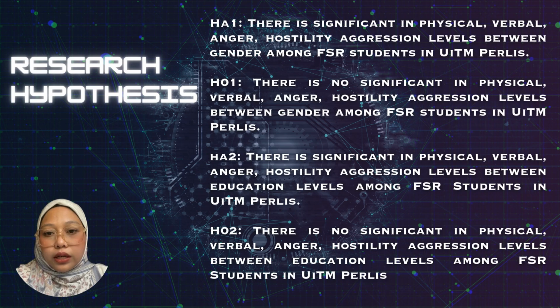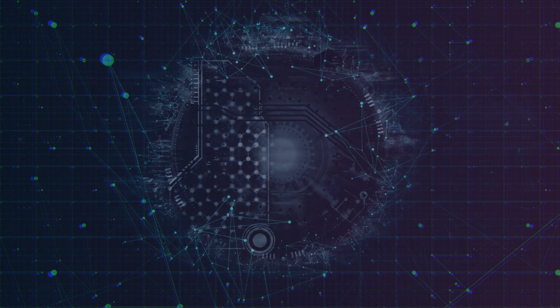After that, null hypothesis 1 is there is no significance in physical, verbal, anger, hostility, aggression level between gender among FSR students in UiTM Perlis. Null hypothesis 2 is there is no significance in physical, verbal, anger, hostility, aggression levels between education level among FSR students in UiTM Perlis.